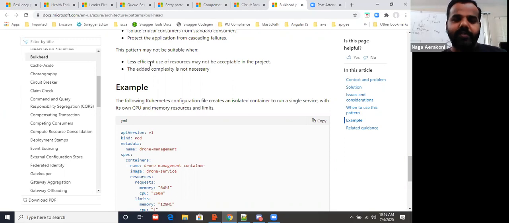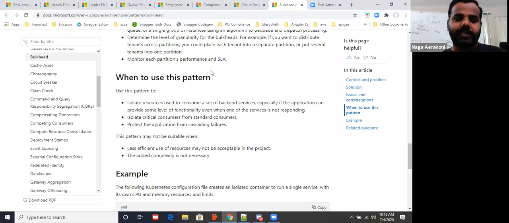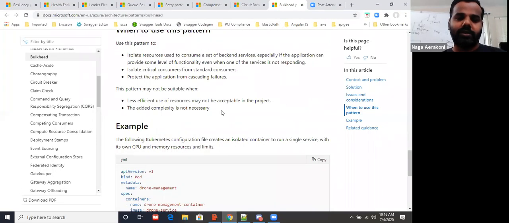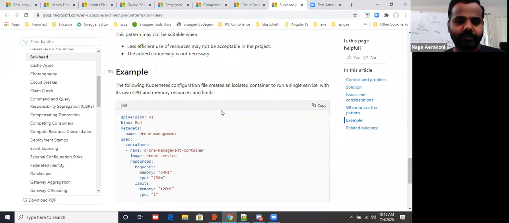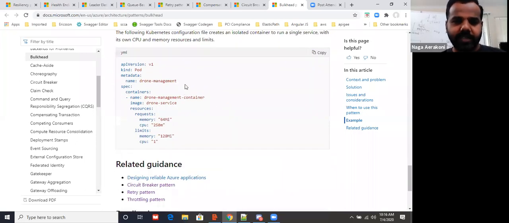It's not useful when less efficient use of resources is not acceptable in the project. If you isolate this way, there could be some resources which are not efficiently used. I think they have given an example of using Kubernetes pods to spin up different services with their own CPU and memory limits.